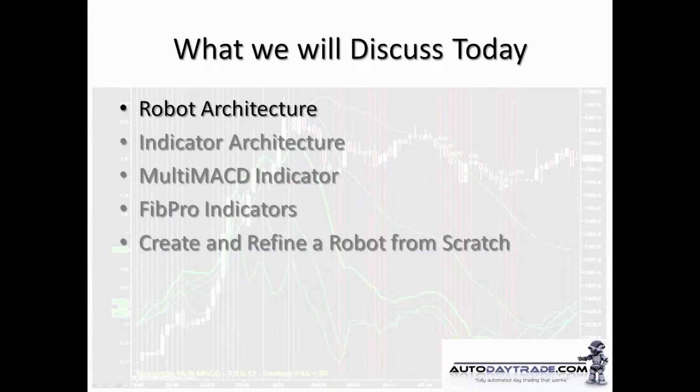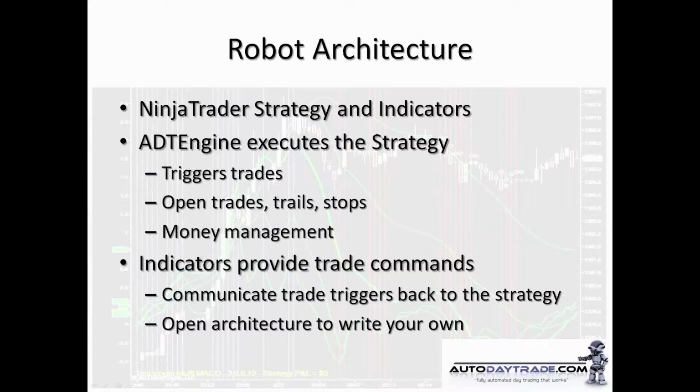First, a discussion of AutoDayTrade.com's robot architecture and how it fits into the NinjaTrader implementation. We use NinjaTrader 7 and follow the general guidelines set forth by NinjaTrader. We extend the idea of an indicator as well as a strategy, using features of C# and .NET 4.0 to add security, inter-process communication, web service access, and so forth. Our ADT engine loads into NinjaTrader as a strategy. Then you load the strategy settings that define the robot you're currently working on. So the ADT engine executes the strategy. It triggers trades, manages open trades, trails, and stops, and handles money management.